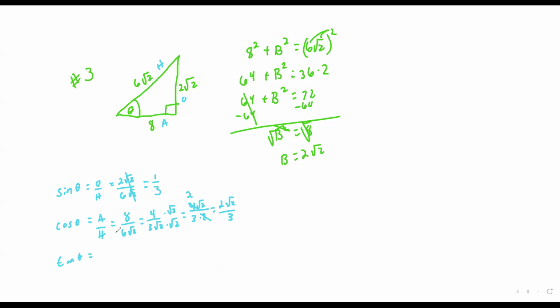Tangent of theta is TOA, sorry, is opposite over adjacent. And so that would be 2 square roots of 2 over 8. And again, that's just going to be square root of 2 over 4. Then do our inverses. Cosecant of theta, just flip the fraction. So that becomes 3 over 1, which is just 3. Secant of theta, flip the fraction. So that becomes 3 over 2 square roots of 2.